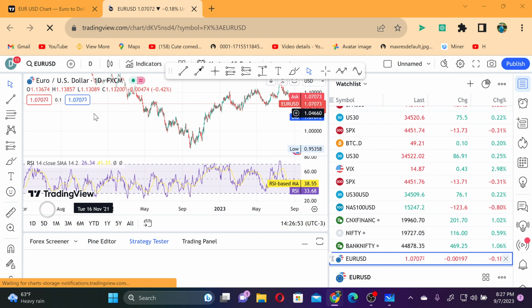Now look at this screen. Now I'm going to add another indicator here and then combine it with the Bollinger Band to see whether they are going to give us the same signal. The other indicator is the relative strength index.